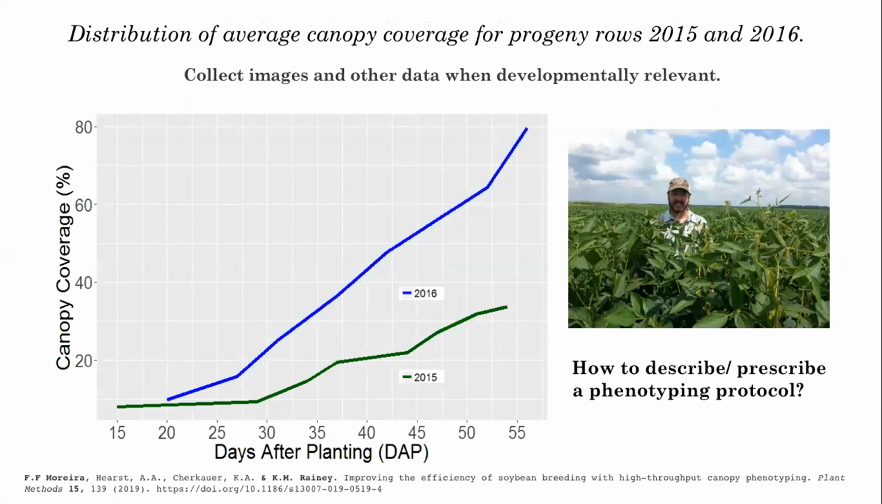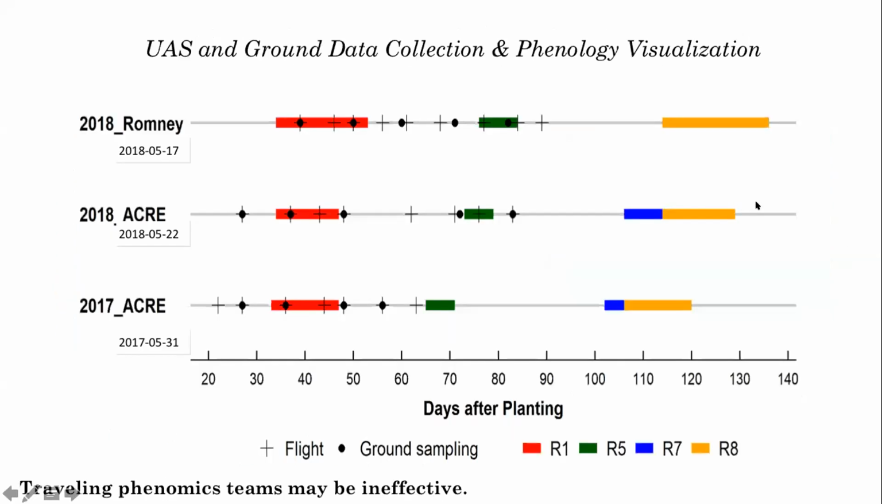Another illustration of the need to have phenotyping protocols that are responsive and specific to a season and a location is illustrated here. This is the distribution of canopy coverage in two different years in one location. You can see the vastly different growth from one year to the next. And over on the right is an example. This soybean should not come up to your shoulders, but in some years they will grow that way.